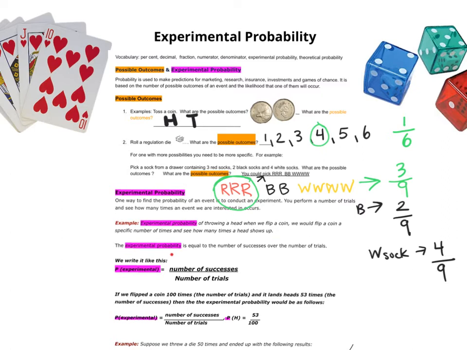So the experimental probability is equal to the number of successes over the number of trials. We write it like this. Experimental, so P, equals number of successes over number of trials. For example, let's say that I tossed the coin 6 times, so it would be 6 trials, and I actually got 4 heads. This would be representative of experimental probability.